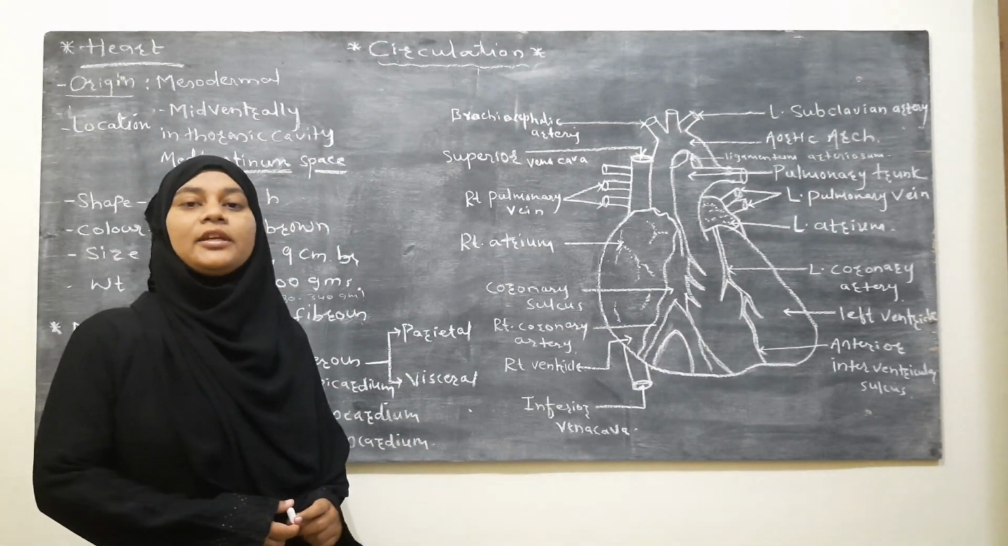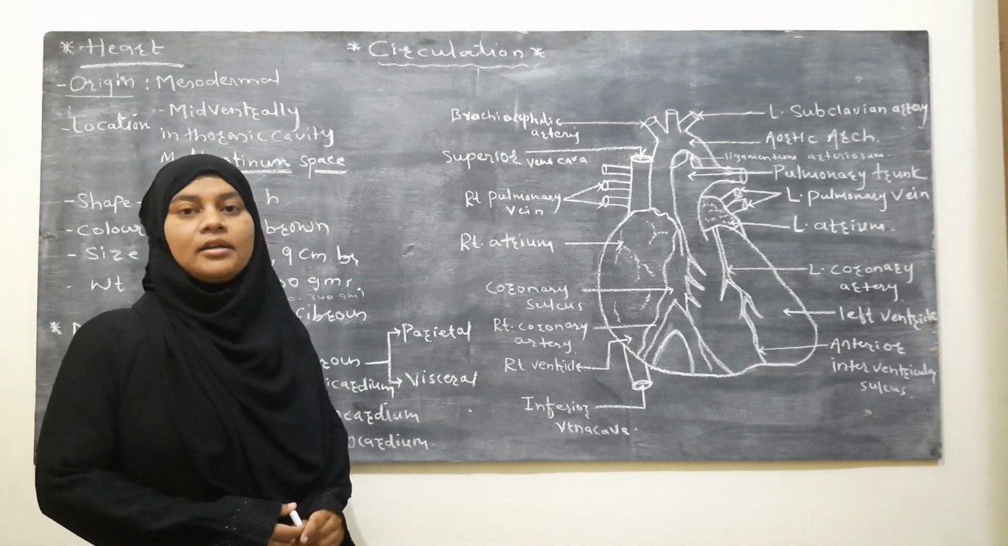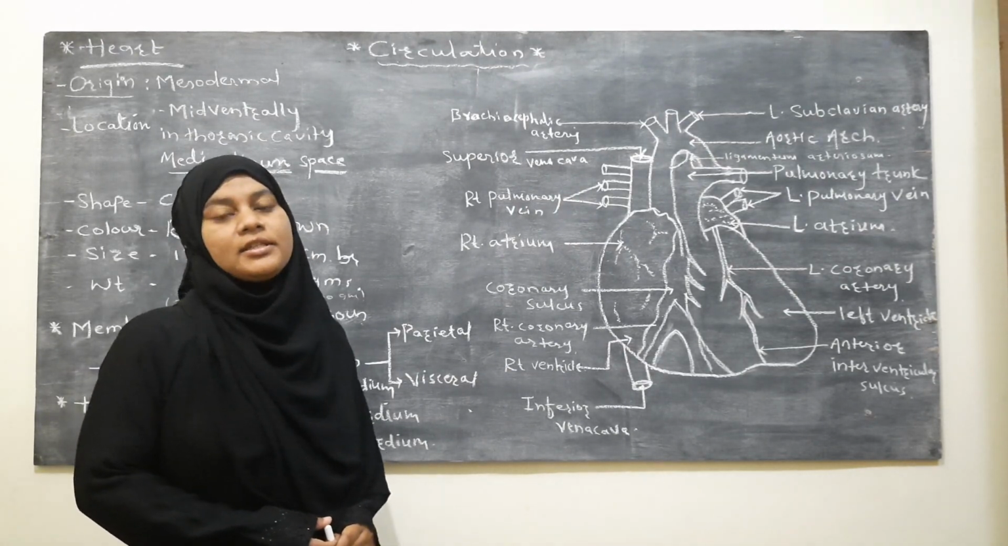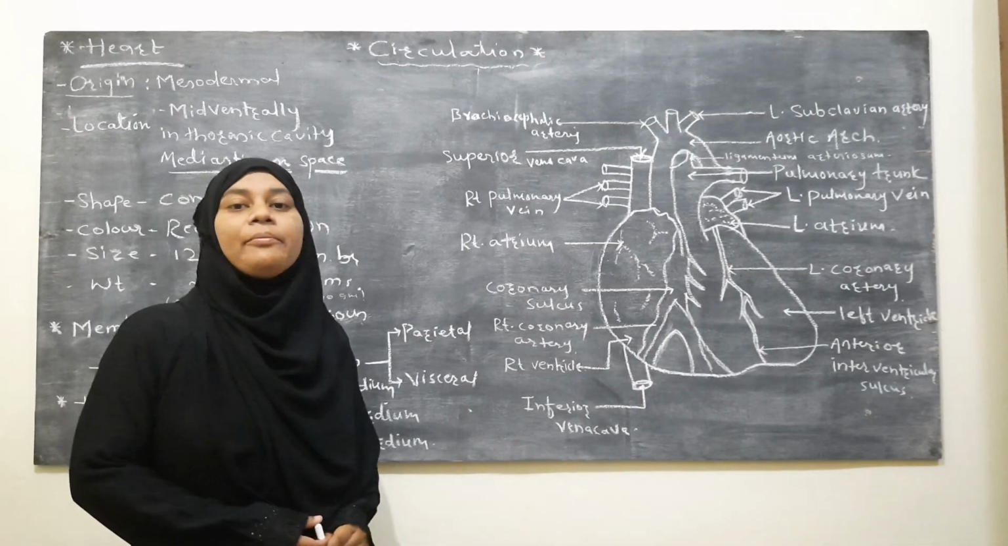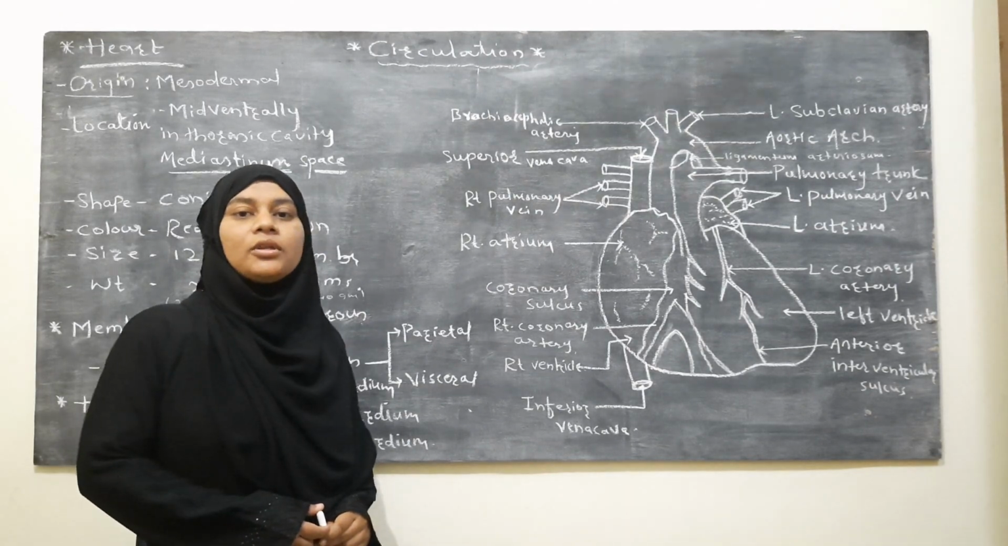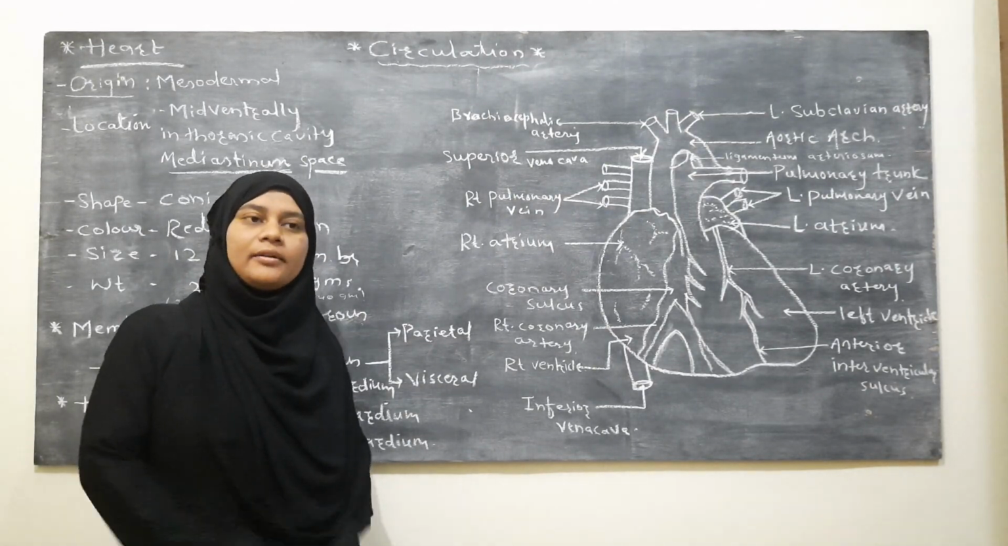आज के लेक्चर में हम देखेंगे about the structure of heart. Heart is one of the most important components of the circulatory system. It is the only pumping organ of the human body. So, let's talk about the origin and the structure of heart.